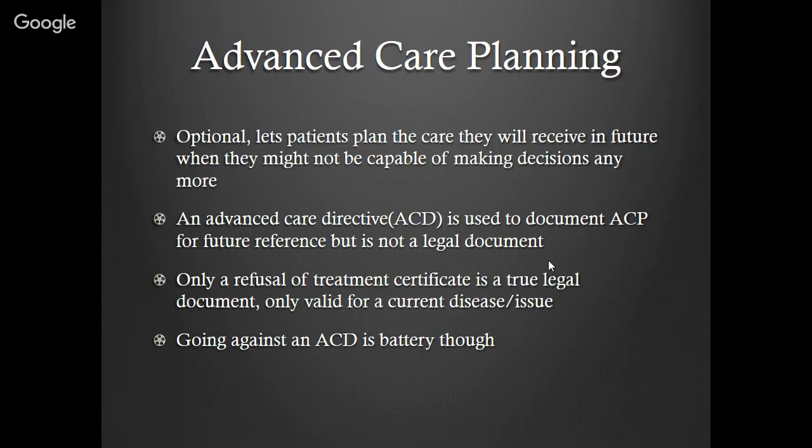Okay, advanced care planning is a very legalistic kind of thing. Basically, it's just a way to write down what patients want before they lose capacity, so that later they can have treatment decisions made that align with what they wanted. Going against it is a bad idea. It's battery, especially if it's quite clearly laid out, so you're very careful with those.